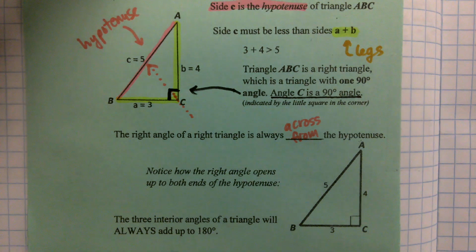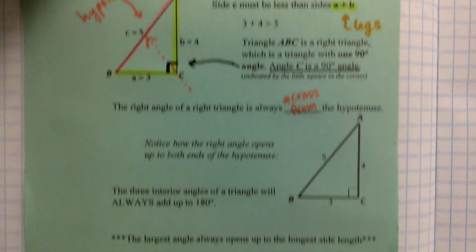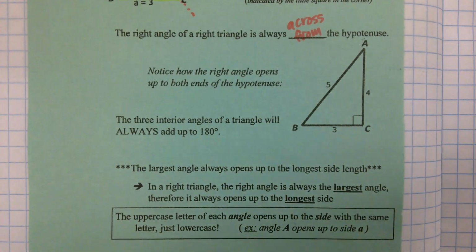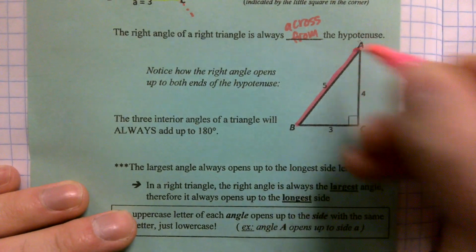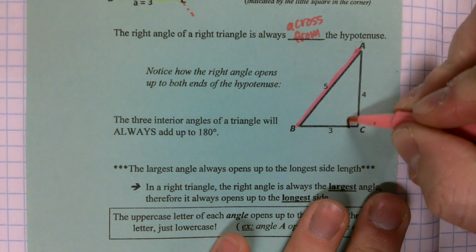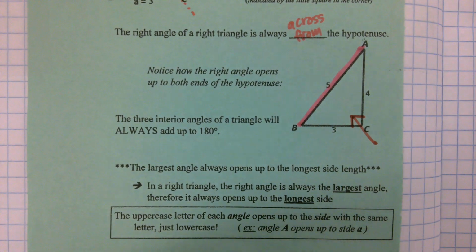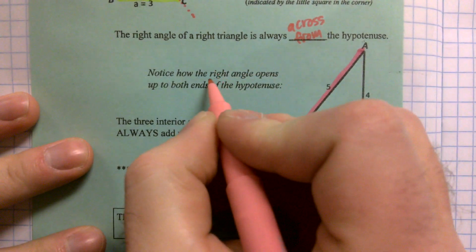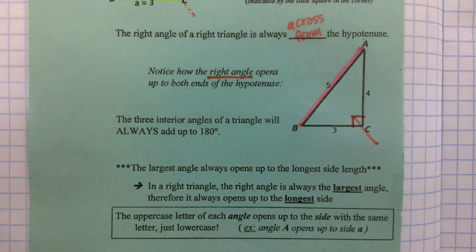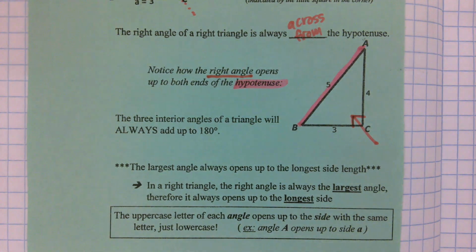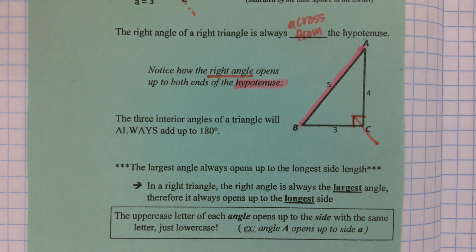All right? Again, if we're looking at this triangle, my hypotenuse is 5. My right angle is pointing right to it. The right angle always opens up to both ends of the hypotenuse.